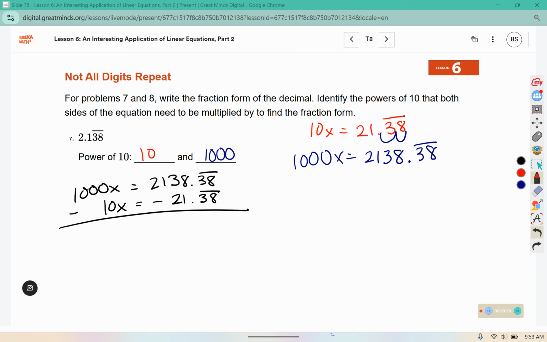So 1,000x minus 10x is 990x. The 38 and the 38 repeating piece subtract to 0. 8 minus 1 is 7. 3 minus 2 is 1. 1 minus 0 is 1. And 2 minus 0 is 2. Then we will divide by 990 to solve it for x.